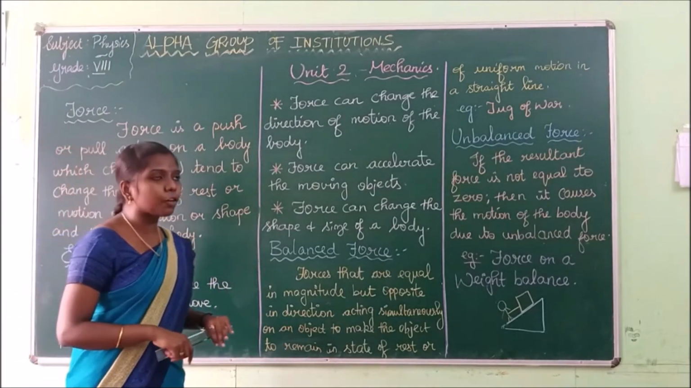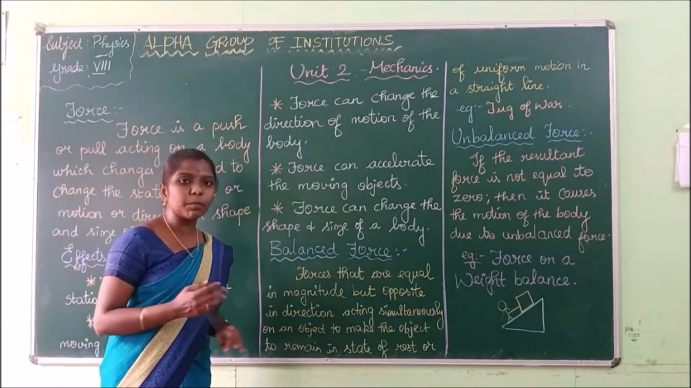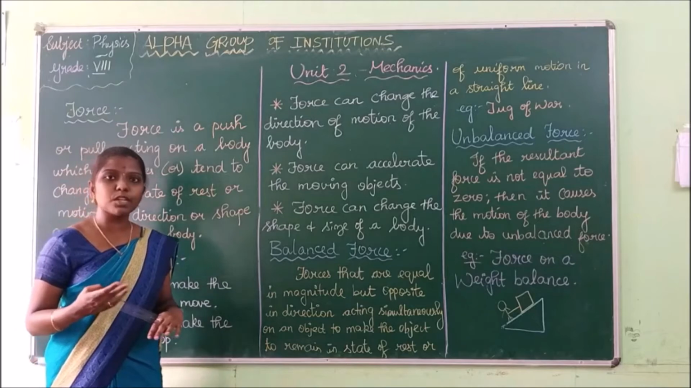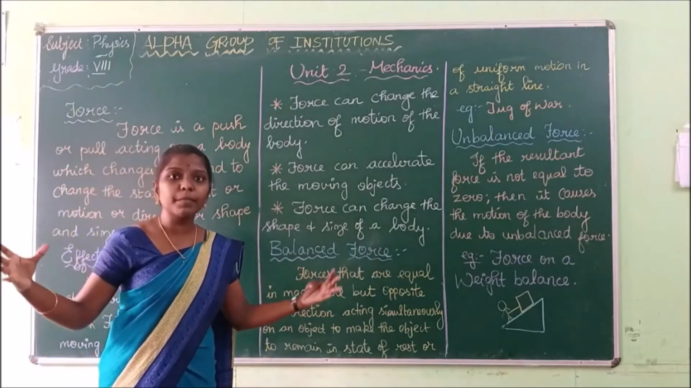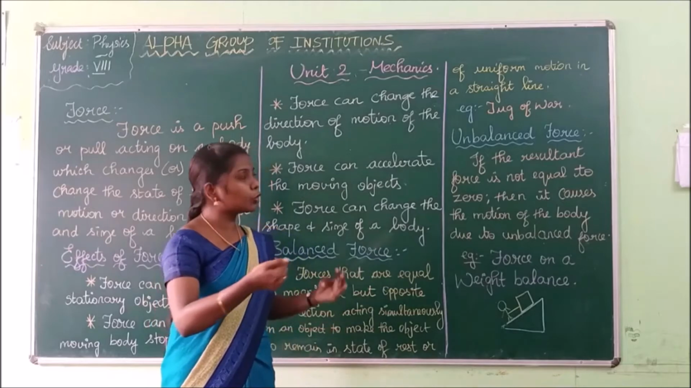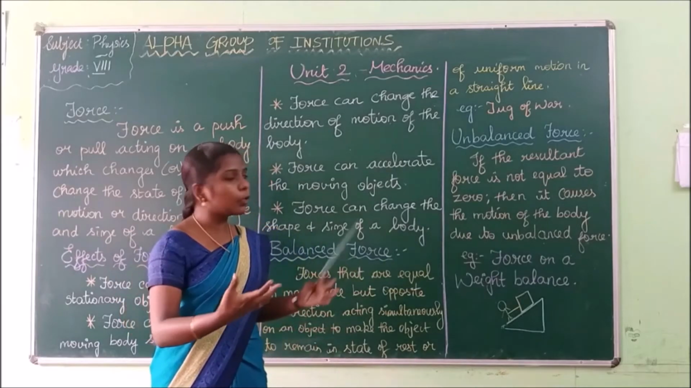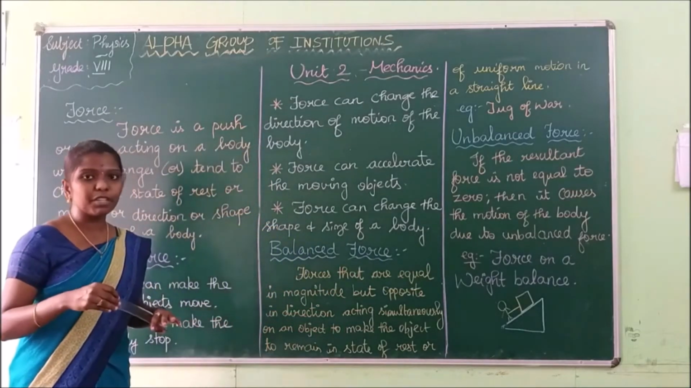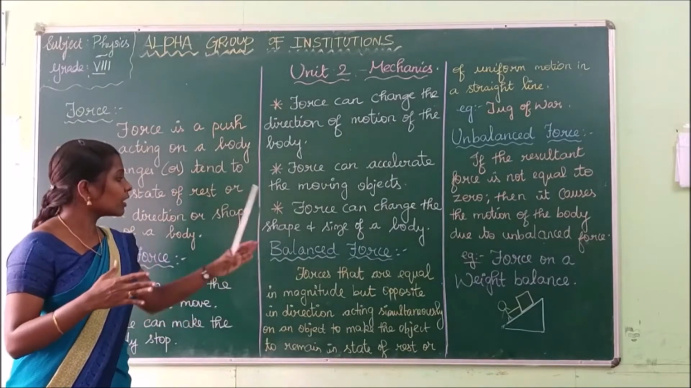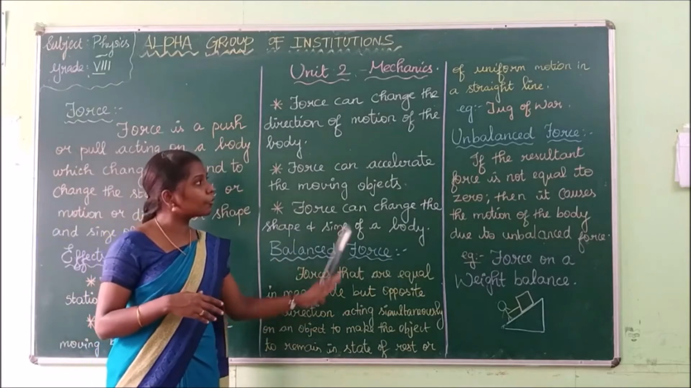For example, tug of war. Have you ever played the game tug of war? What is the game tug of war? It is nothing but a rope, and there will be two teams on opposite sides. They have to pull the rope, and whoever pulls the rope first are the winners. Tug of war is a game, and it is an example of balanced force.